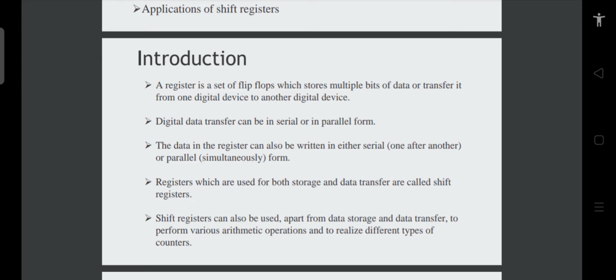These registers are used not only for data storage and data transfer, but they are also used to perform various mathematical operations and to realize different types of counters. This we will discuss in the last slide, where we will discuss the various types of applications of the registers.